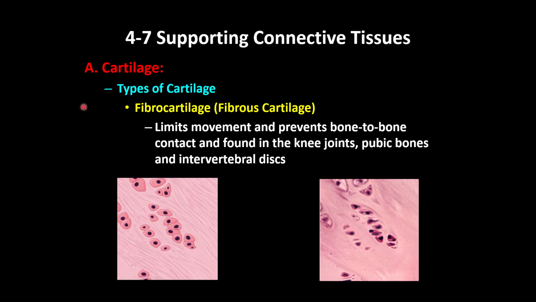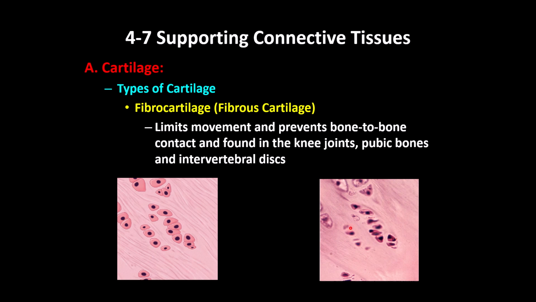The third type of cartilage is called fibrocartilage. This is really strong cartilage. If you look at it, you have these chondrocytes here, chondrocytes here. These are all chondrocytes. The lacunae are difficult to see, but there are chondrocytes here. You also see these fibers. These are the collagen fibers here. You couldn't see this in the hyaline cartilage.